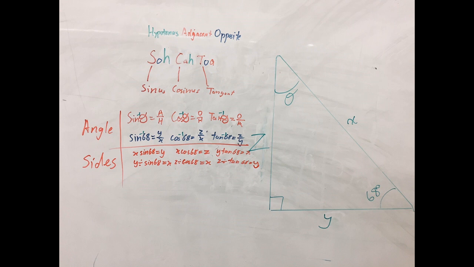Hypotenuse is always the same. You can find it by simply remembering that it is the longest side. The opposite is, well, the side facing the angle, and the adjacent is the one next to it.